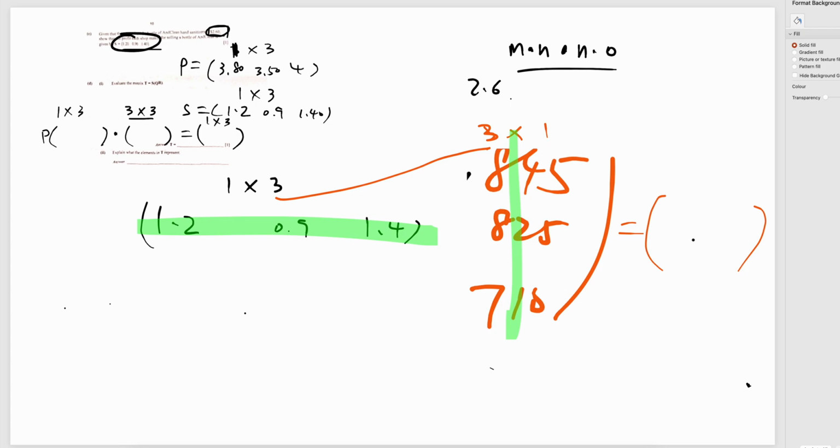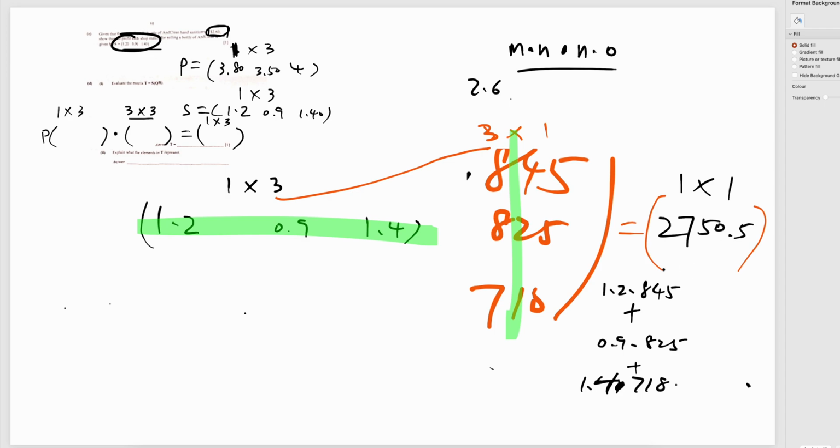So this is 1.2 times 845. It's going to be a 1 by 1. So you take 1.2 times this plus 0.9 times this plus 1.4 times this. So it's 1.2 times 845 plus 0.9 times 825 plus 1.4 times 710, which gives 2750.5.